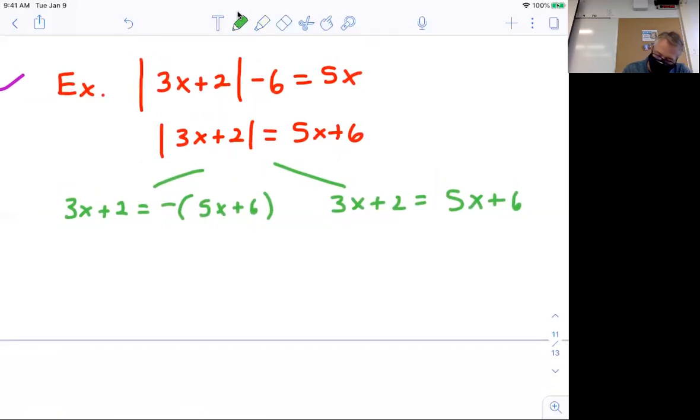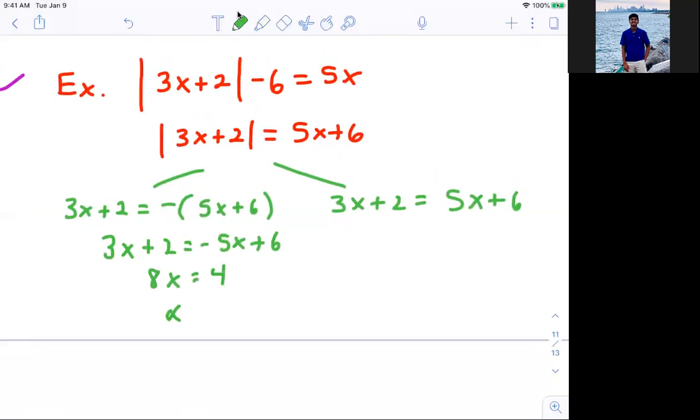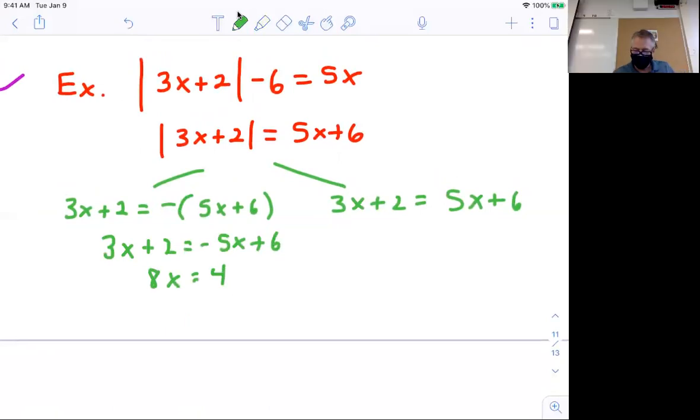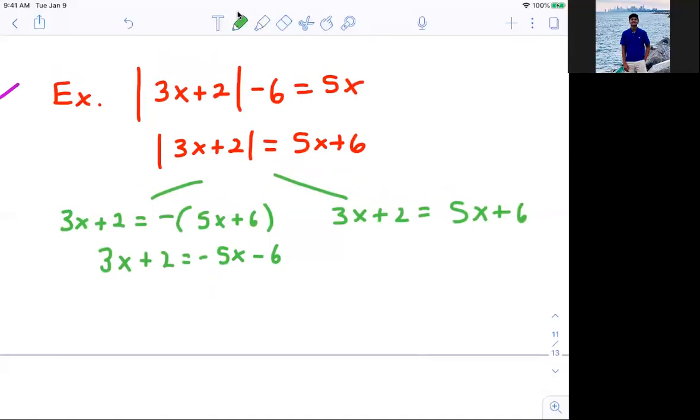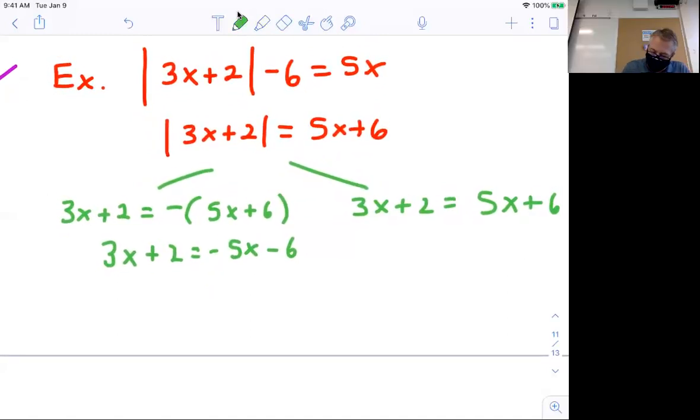So I'll solve both of those. 3x plus 2 is negative 5x plus 6. Get my x's on one side. Is it a negative 5x minus 6 because you're distributing the negative? Thank you. I almost missed that. You are correct. Negative 5x minus 6, because you have to distribute your negative. And so I have 8x is equal to negative 8. And x comes out to be negative 1.